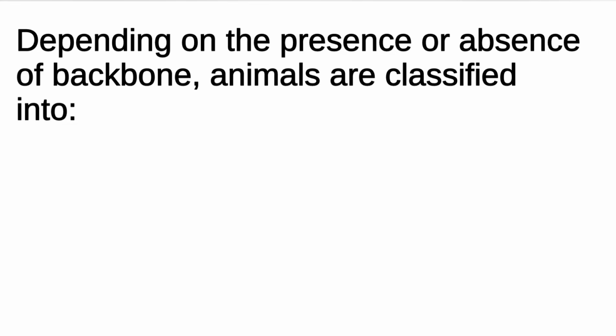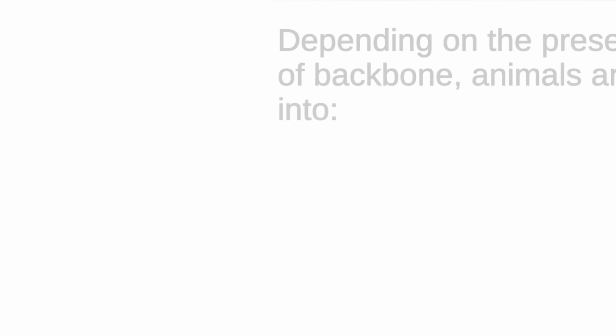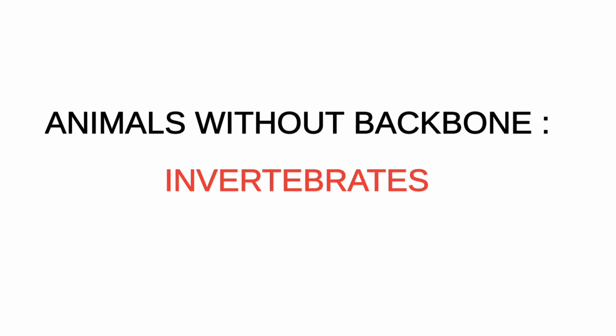Depending on the presence or absence of backbone, animals are classified into two categories, invertebrates and vertebrates. Invertebrates are animals without backbone, whereas vertebrates are animals with backbone. In this video, we are going to learn about invertebrates and its subdivisions.